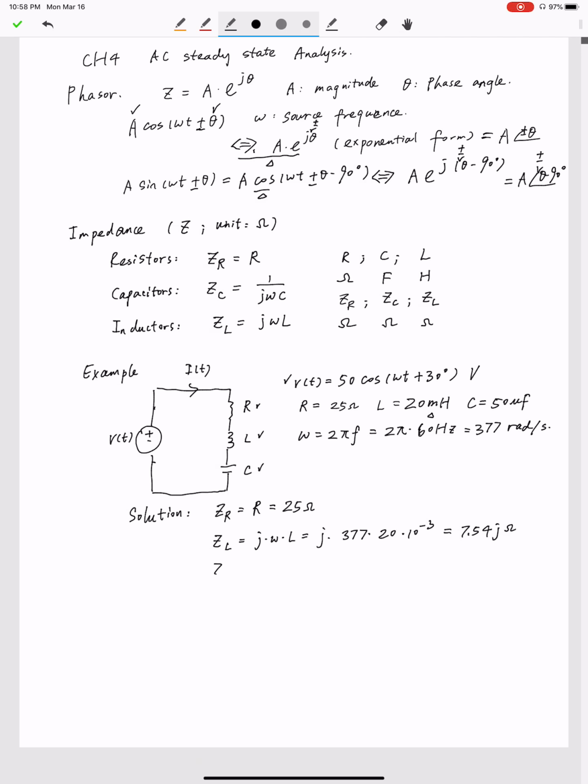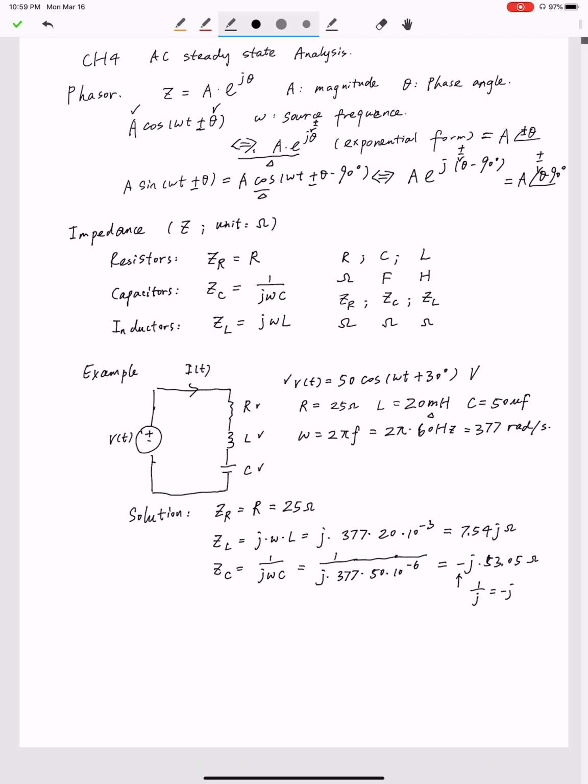And for the last one, ZC is 1 over J omega C, and that equals 1 over J times 377 times the capacitance, which is 50 times 10 to the power of minus 6. Because the unit of capacitance is microfarad, you need to change that to farad by multiplying by 10 to the power of minus 6. And that equals minus J times 53.05 ohms. And some people ask why we have a minus sign here, because 1 over J equals minus J.